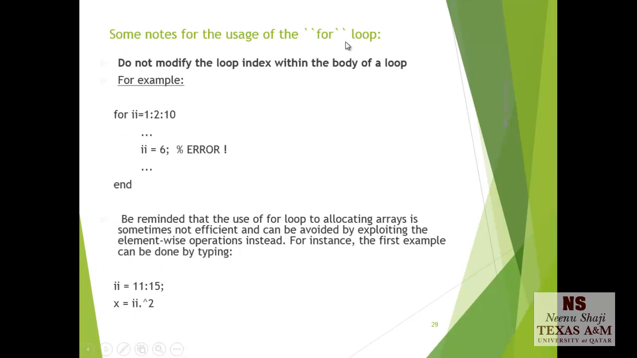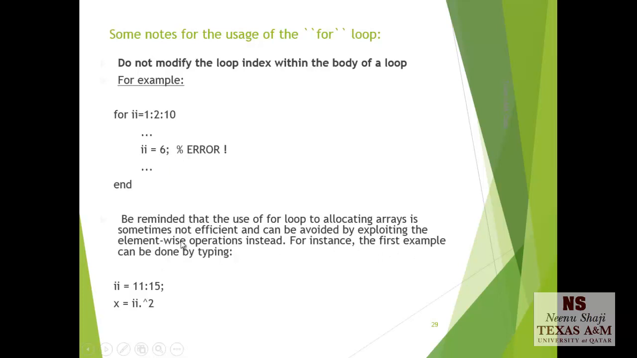Some notes for the use of the for loop. You cannot change the value of the loop index in between. For example, in this case, I is going from 1 till 10 with increment of 2, and in between you cannot change the I to 6.